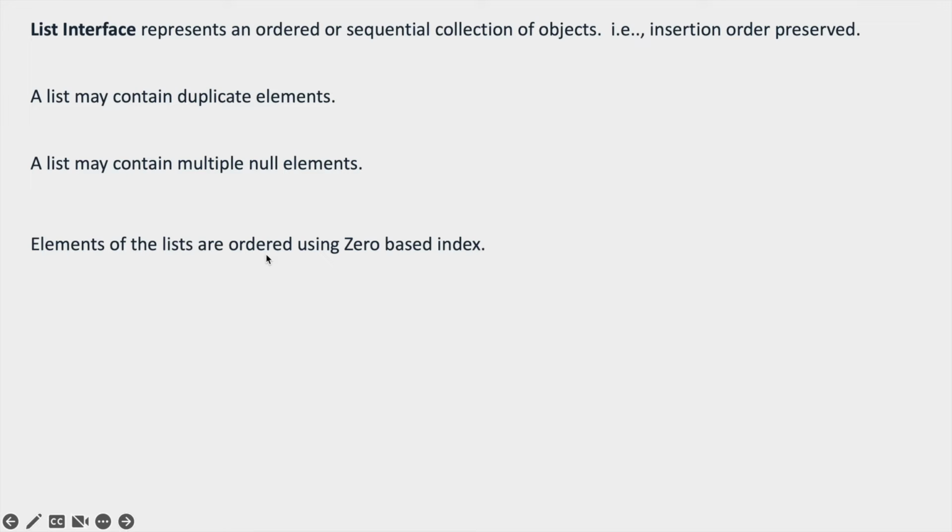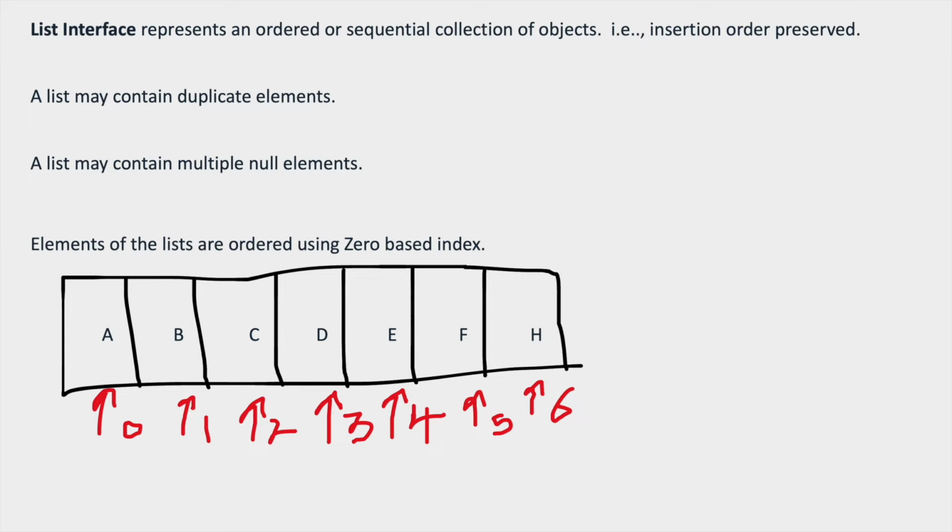Elements of the list are ordered using zero based index. Elements are nothing but objects. So the objects of the list are ordered using zero based index. That means if you have some elements, consider A, B, C, D, E, F, G, H, some objects in a list. The first object will be stored at the 0th index, the second element at the first index, the third element at the second index, and so on. So elements of the list are ordered using zero based index.